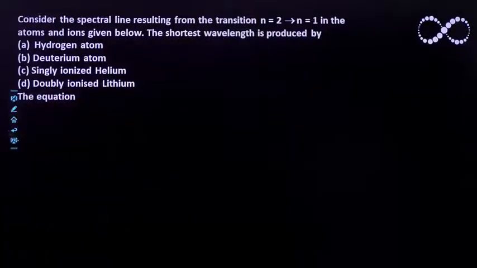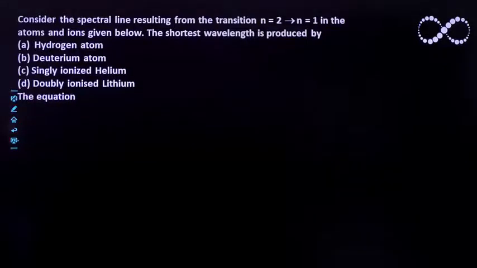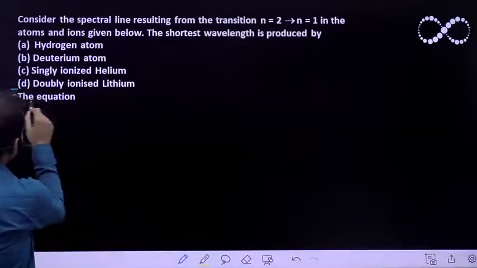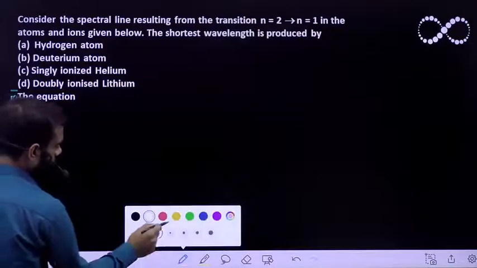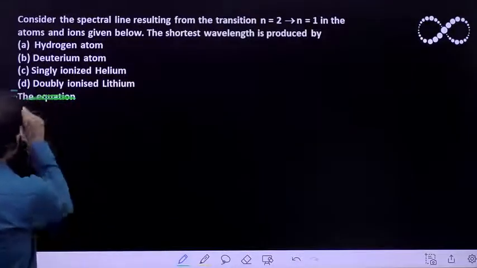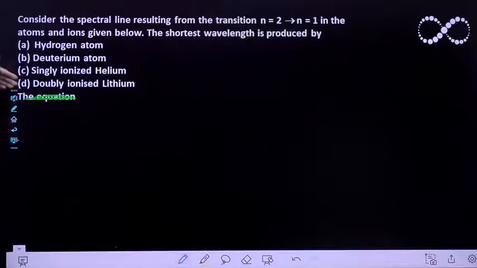Consider the spectral line resulting from transition n = 2 to n = 1 in the atoms and ions given below. The shortest wavelength is produced by which one? These four options are given here.